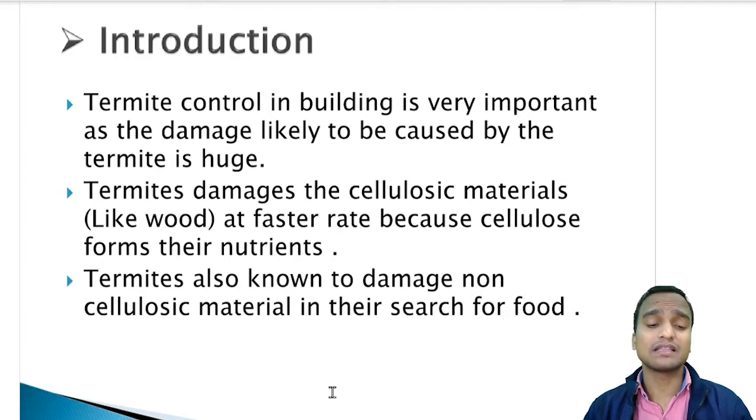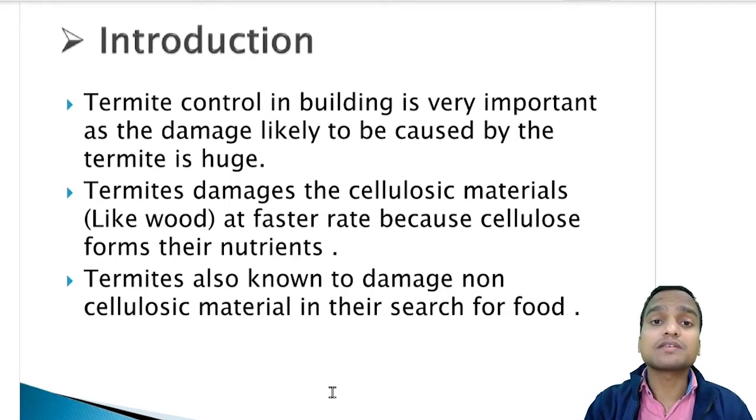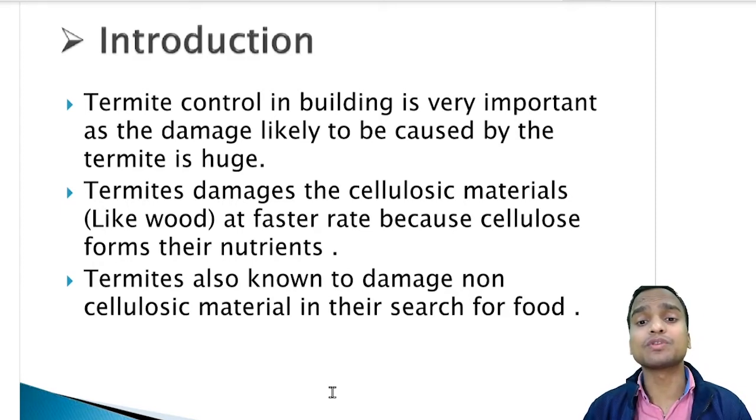Why? Because the main content of wood is cellulose, and this cellulose acts as food for the termites. They start damaging materials which have cellulose at a faster rate because cellulose forms their nutrients. We have discussed that termites live in a colony in large numbers, up to millions even, specifically if they are subterranean termites. Termites are also known for their damage on non-cellulose materials in their search of food.